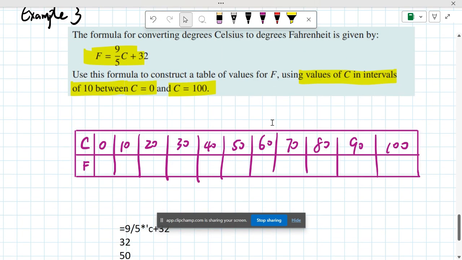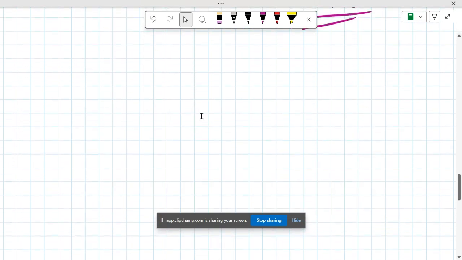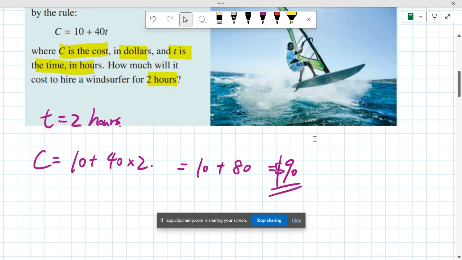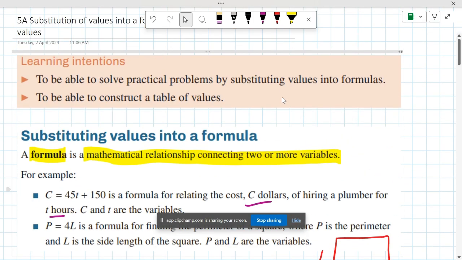So it's not too bad to understand the formula and substitution. Hopefully that all makes sense. And I'll see you guys next time.